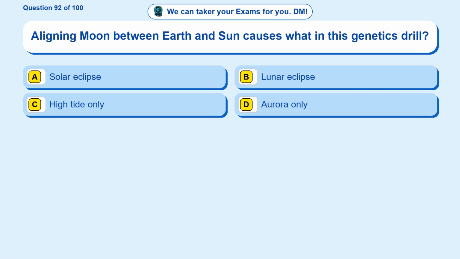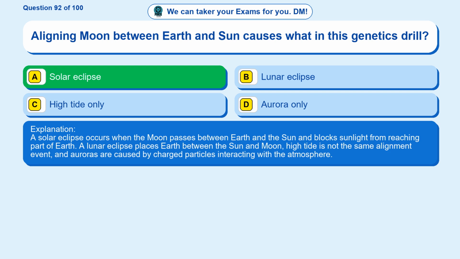Question 92. Aligning moon between Earth and Sun causes what in this genetics drill? Option A, solar eclipse. Option B, lunar eclipse. Option C, high tide only. Option D, aurora only. The correct answer is option A. Solar eclipse. A solar eclipse occurs when the moon passes between Earth and the Sun and blocks sunlight from reaching part of Earth. A lunar eclipse places Earth between the Sun and Moon. High tide is not the same alignment event, and auroras are caused by charged particles interacting with the atmosphere.